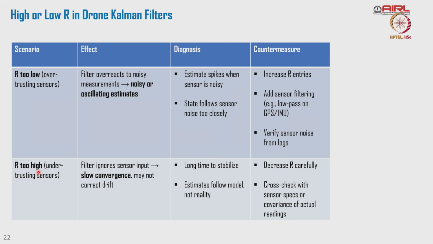If R is too high, you are under-trusting your sensors. The filter ignores sensor input, there will be slow convergence, it may not correct for the drift, it takes a long time to stabilize, and the estimate follows the model, not reality. So, what do we do? We decrease R carefully, cross-checking with sensor specs or the covariance of the actual readings.